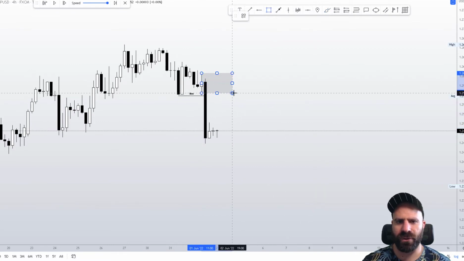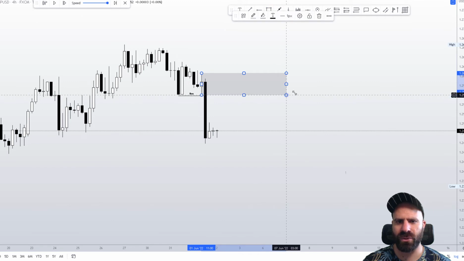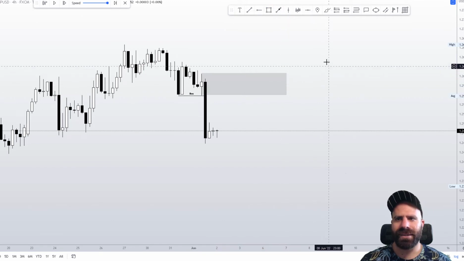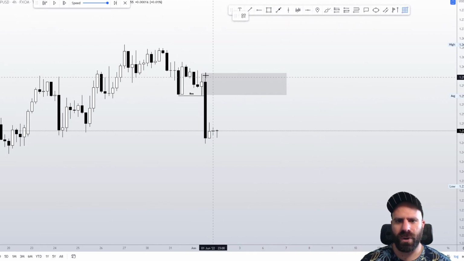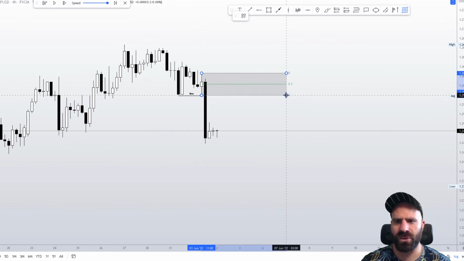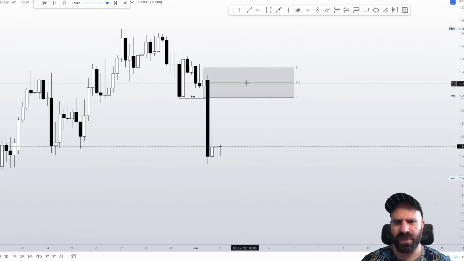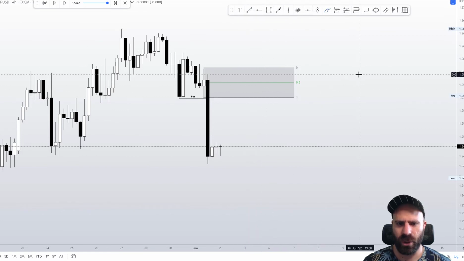Now of course we're waiting for price to retrace back into our order block, and as I had said in my previous video, we take this box or whatever you want. You can use the Fibonacci tool and have the 0.5 value, and it is preferable to have price reach back to at least the 50% of this order block.